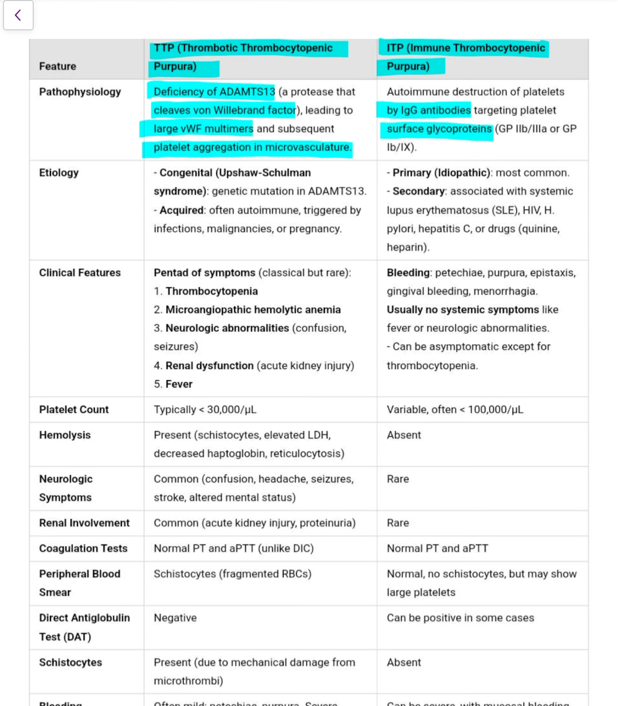So coming to the etiology, TTP is mostly sporadic, that is acquired, often autoimmune, triggered by infections, malignancies or pregnancy. Even congenital cases are there, like Upshaw-Schulman syndrome, where there is a genetic mutation in the ADAMTS13 protein. Whereas in ITP, primary, that is idiopathic, is most common. Secondary ITP is associated with SLE, infections like HIV, H. pylori, hepatitis C, or drugs like quinine and heparin.